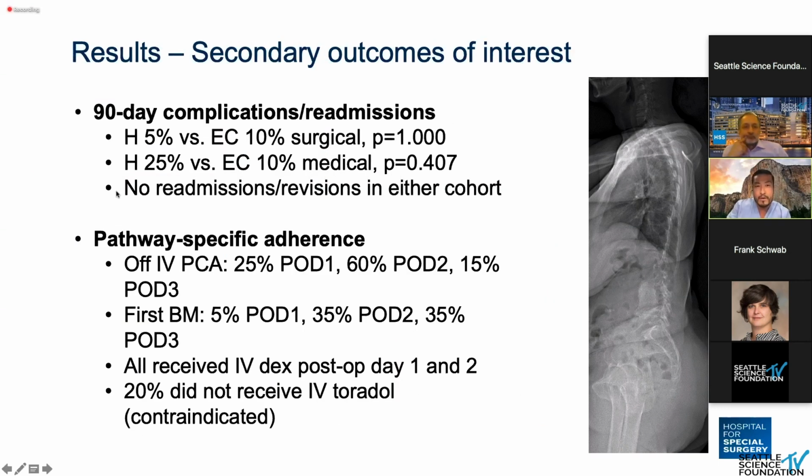Other things that we saw: we didn't see any readmissions in this specific cohort, and there was a difference in medical complications that was a little bit lower, though not statistically significant. Overall, no readmissions were noted despite using this pathway and an earlier discharge, which is often a concern with patients who get discharged early. And you could also see some of the details in regards to bowel movements when they're off of their IV PCA and when they receive some of these adjunct medications for pain control, which included dexamethasone and Toradol.